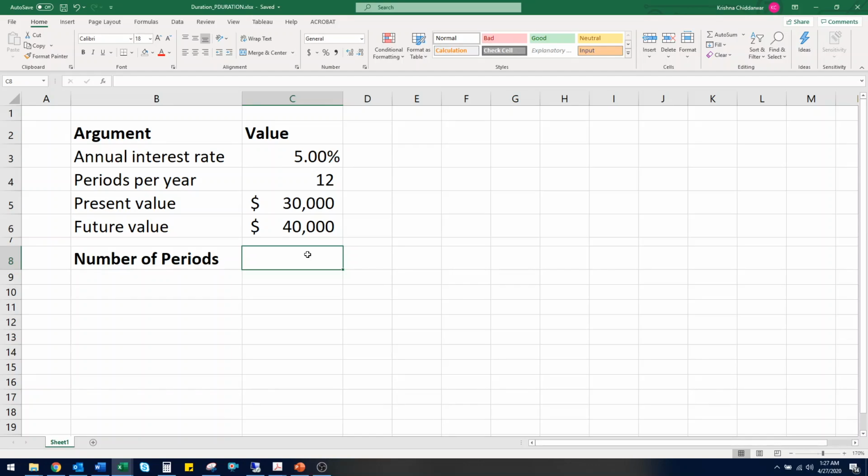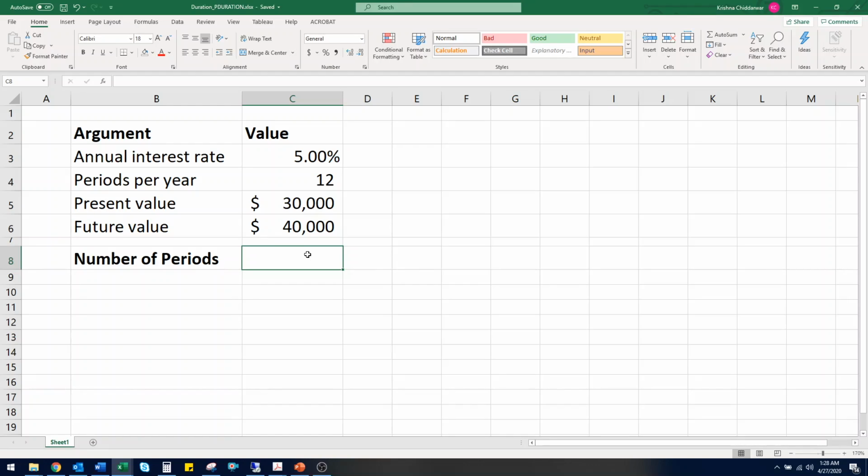This workbook describes a fairly straightforward investment. The idea is that I have been offered an annual interest rate of 5% compounded monthly. So in other words, there will be 12 interest periods per year. I can afford to invest $30,000 and I want to know how long it will take to get to $40,000, assuming that I make no other payments and interest accumulates monthly. To determine how many periods it will take, I need to use the PDURATION function.